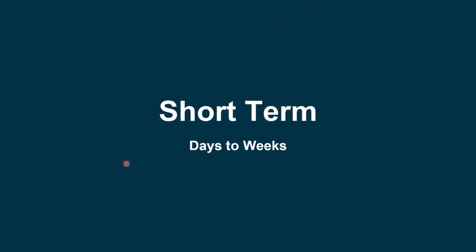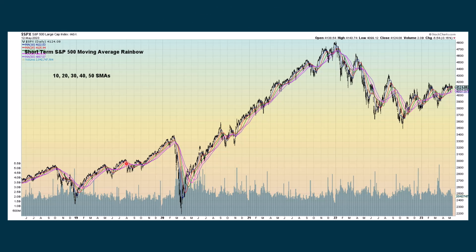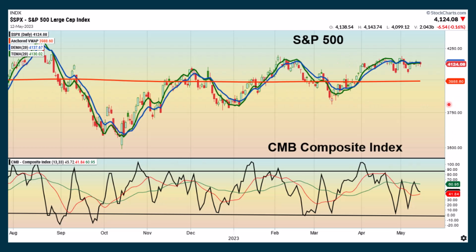It comes in this week with a score of 9. Looking at some short-term charts, this is a rainbow going from 10 periods up to 50 periods, and we're dancing around a little bit inside of the rainbow right now. I don't show this in the daily videos because this can get really messy, and I'm not sure it really gives much insight. We also look at a thing called the CMB Composite Index.